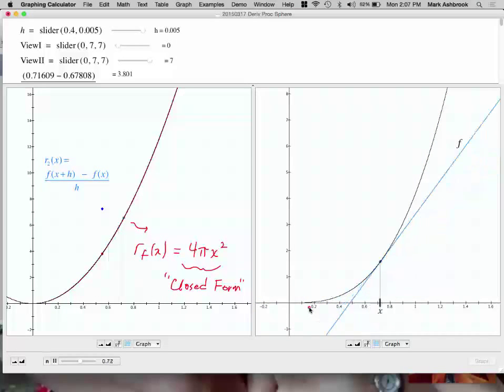Okay, so we'll talk about open form when we get back to it. Was there a question? Yeah. So open form is going to be an expression that reflects process.